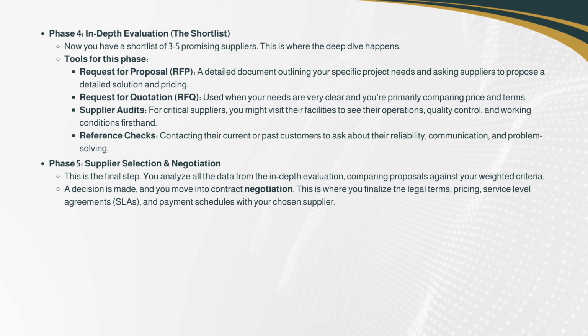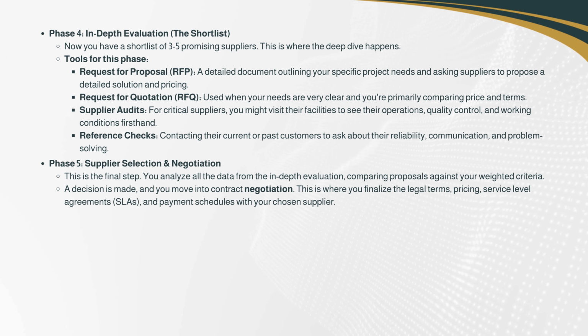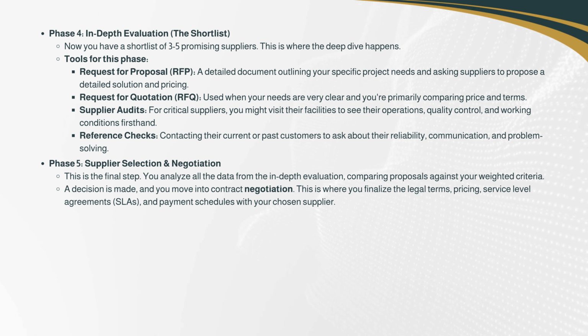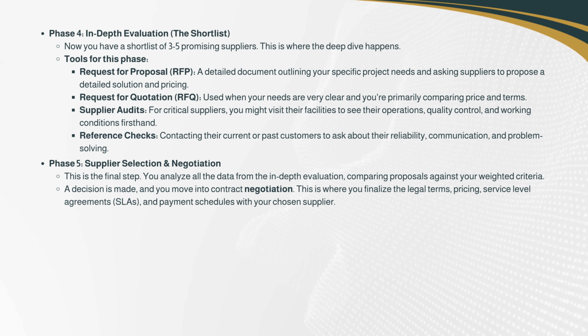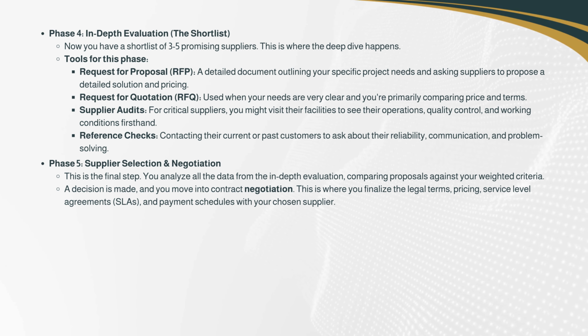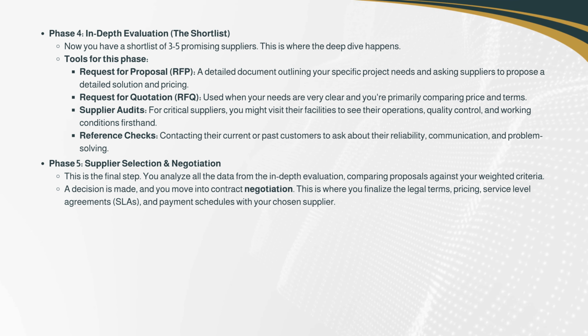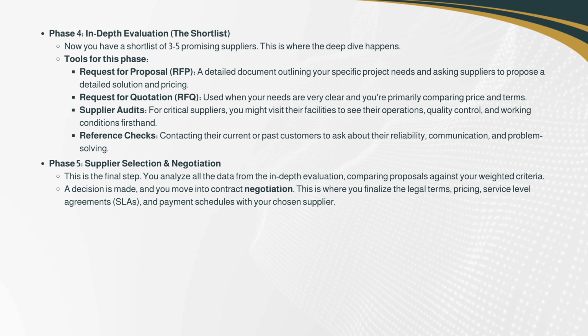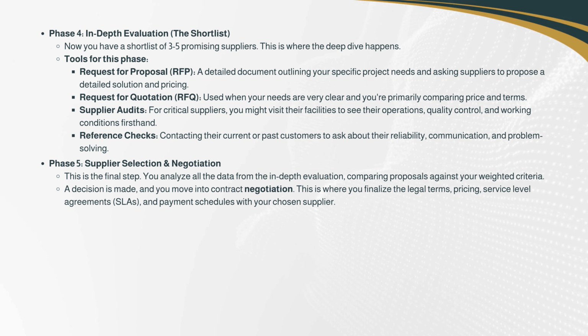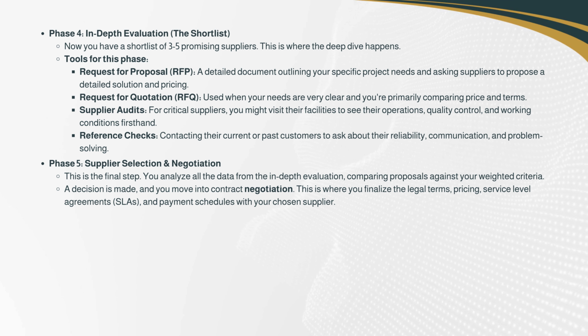Phase 5. Supplier selection and negotiation. This is the final step. You analyze all the data from the in-depth evaluation, comparing proposals against your weighted criteria. A decision is made, and you move into contract negotiation. This is where you finalize the legal terms, pricing, service level agreements, SLAs, and payment schedules with your chosen supplier.